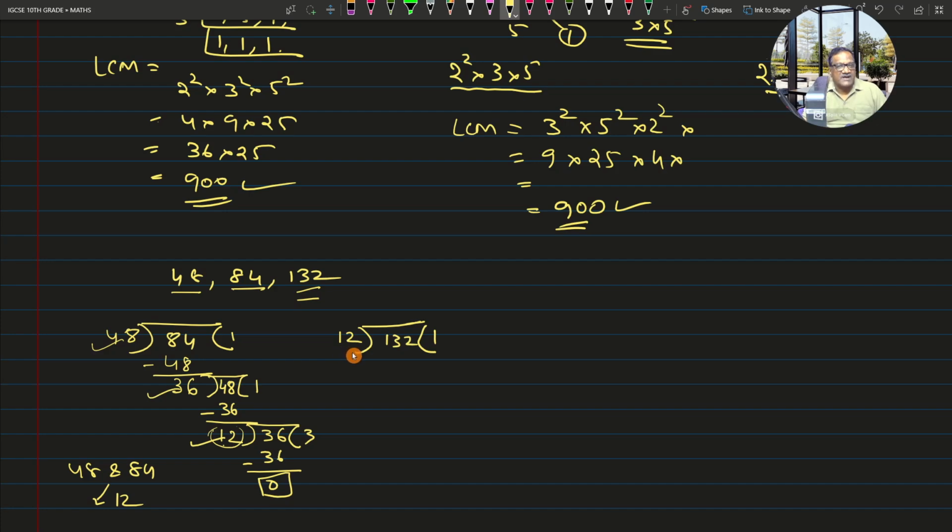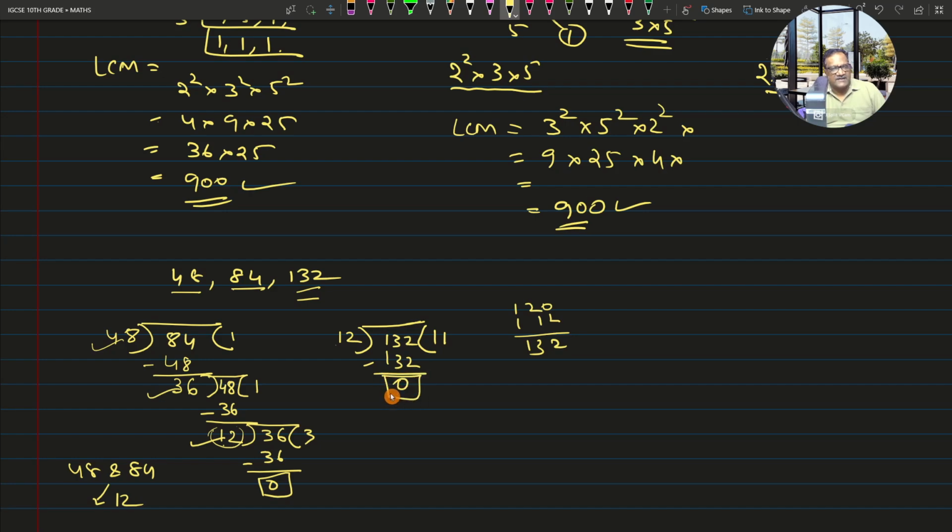So 12 into 10 will be 120. 12 into 11 will be how much? 12 into 11 will be 120 plus 12, right? That happens to be 132. Yeah. So 12 into 11 is nothing but 132. And you are getting this as 0.